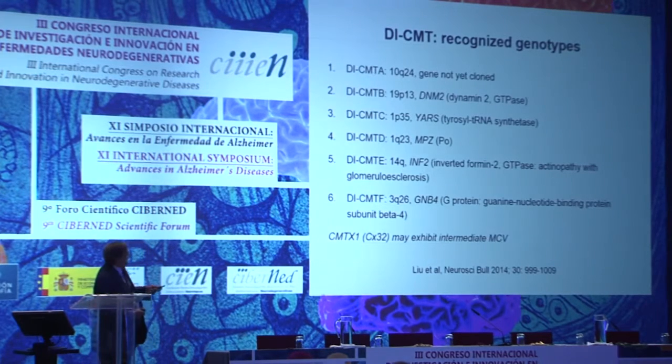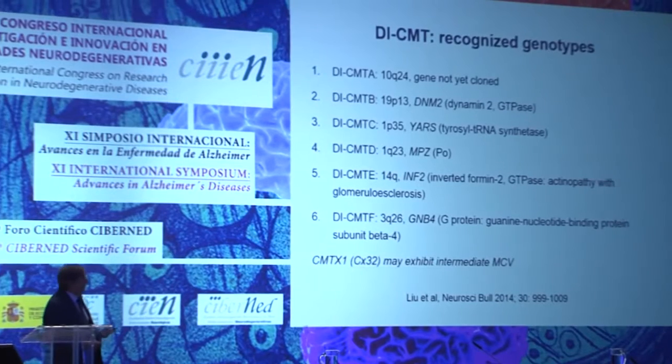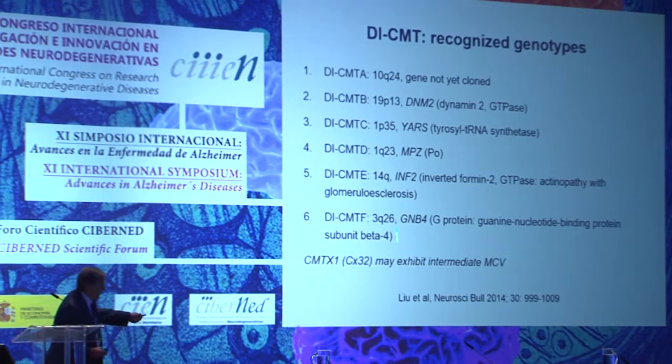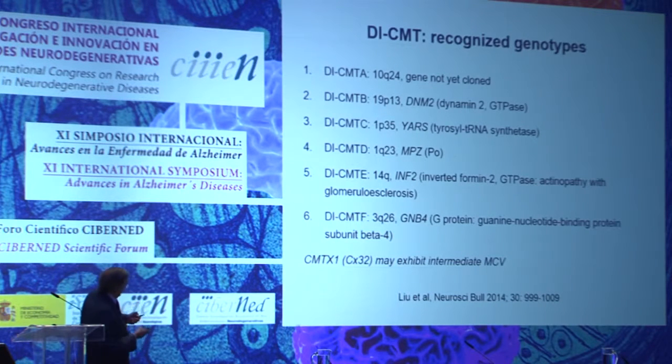And concerning dominant intermediate CMT, there are six loci. I leave aside the mutation in connexin 32 because this is an X-linked transmission, not a dominant transmission. Okay, the first description, dominant intermediate CMT-A, was described in an Italian family, but the gene remains unknown. B is mutations in the dynamin 2 gene. C corresponds to mutations in the YARS gene.